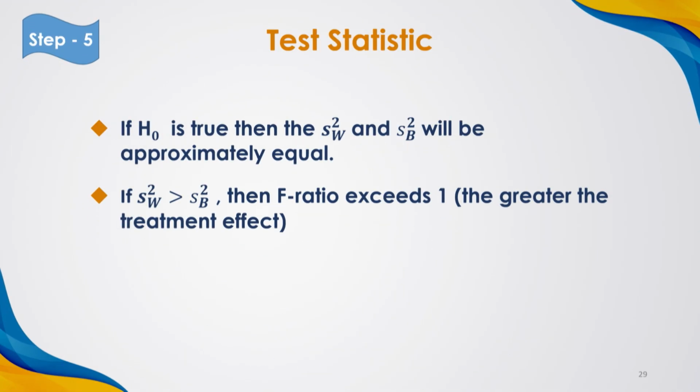Next, if H naught is true, then the within estimate s w square and the between mean sum of squares will be approximately equal. If it is not so, our F ratio will exceed 1. So, we have a greater chance to reject our null hypothesis. So, we can conclude that the greater the F ratio, the greater the treatment effect.